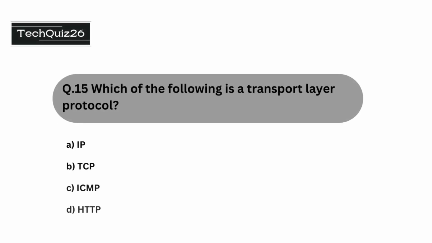Question number 15 is which of the following is a transport layer protocol? The options are IP, TCP, ICMP, HTTP. The correct option is TCP.